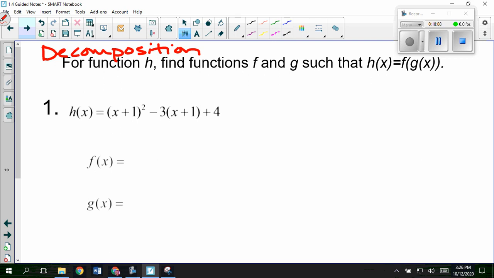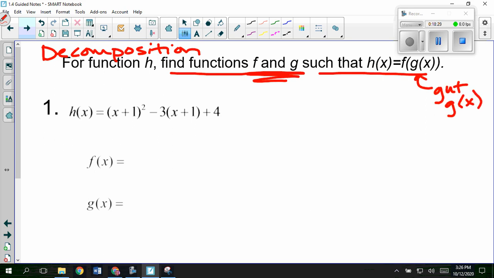Decomposing or breaking apart. So this decomposition section that we have at the top of the backside is basically asking you to find functions f and g so that we have, in this case, an f of g of x. So g needs to be a gut, and f needs to be the outer function. And sometimes these can have multiple answers. So there's going to be a couple of times that I show you where you could have more than one possible answer. Sometimes there's only one way.